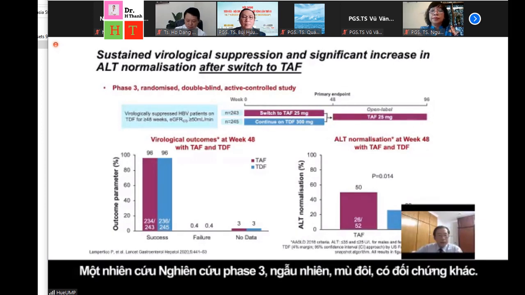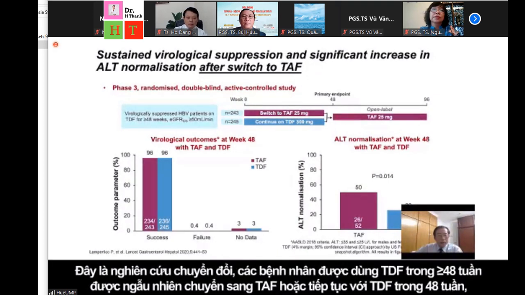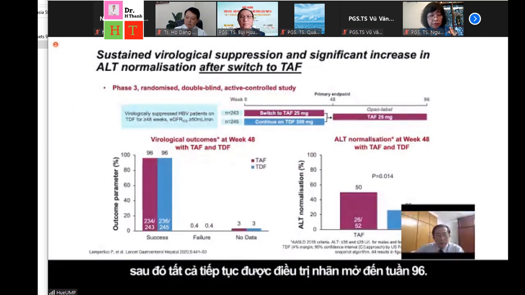In another phase three randomized double-blinded active control study, there is a switch study. The patients receiving TDF for more than 48 weeks were randomized to switch to TAF or continue TDF for 48 weeks, and then open label TAF until week 96.